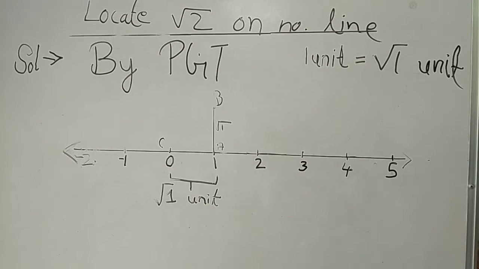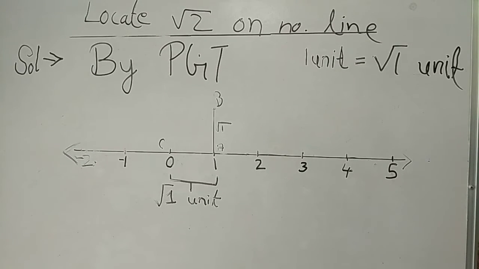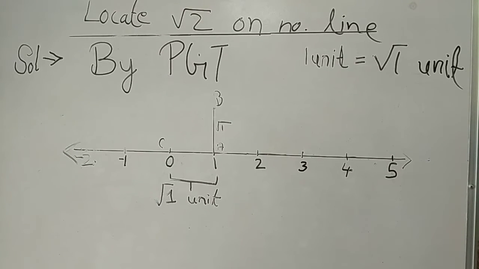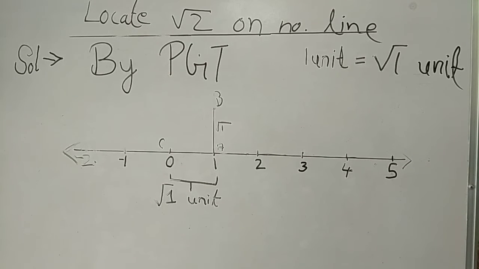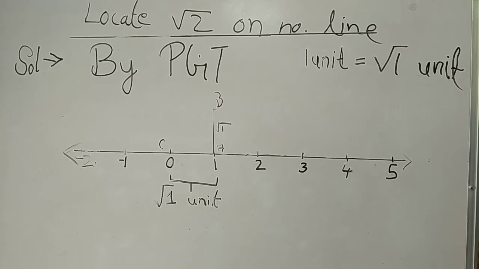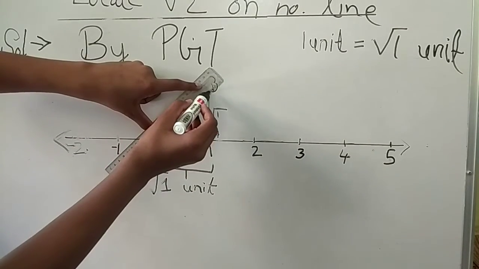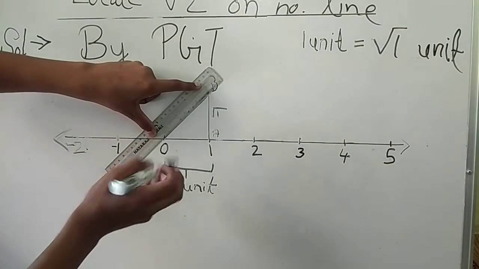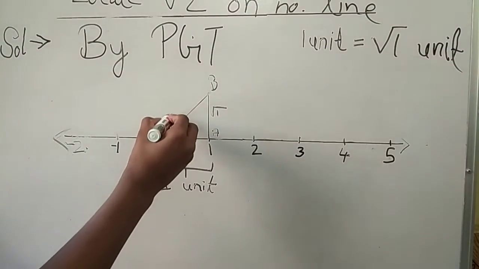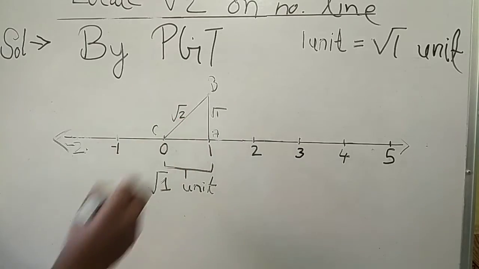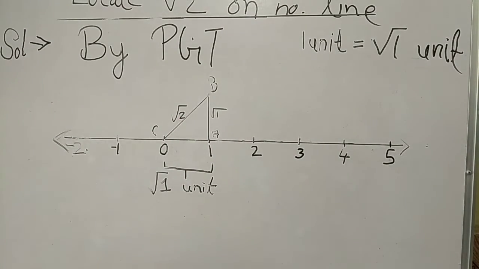So here I am making a triangle ABC in which 0 to 1 is root 1 unit and 1 to B is also root 1 unit. So if we measure from C to B, then it will definitely be root 2. I will prove that to you also, don't worry. Just for now, be sure that it is root 2. Now you might ask, how is that root 2?